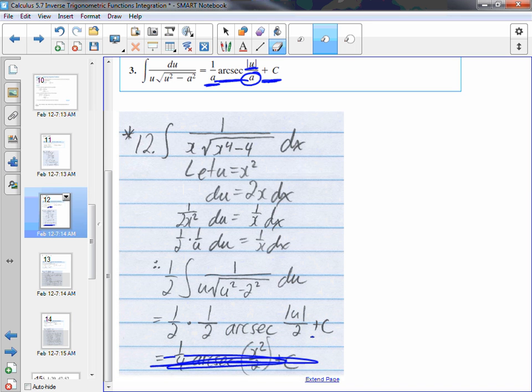All right. Well, 1/2 times 1/2 is 1/4 times the arcsecant of, replace u with x squared. And I don't need absolute value signs around x squared. It can't be negative, can it? Okay? Now, if you leave them, that's fine as well. Okay? But the arcsecant of x squared over 2 plus c. Okay? Questions on number 12?